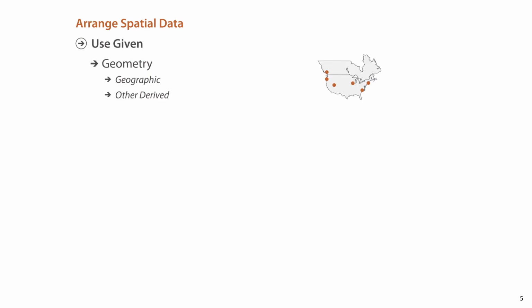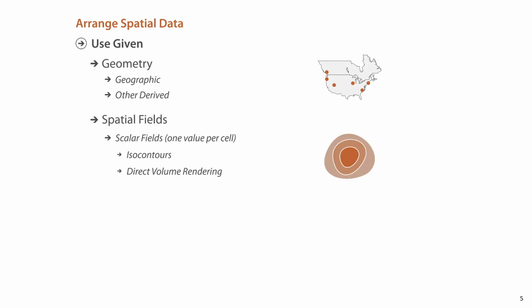So here are the things. If I'm arranging my spatial data, and if it's given, that's the key about scientific visualizations. Spatial data has a given component. It might be geography, like a map. Well, that's 2D. Or we can have a spatial field, which we'll look at, and that is one value per cell. That's the key of a spatial scalar field.